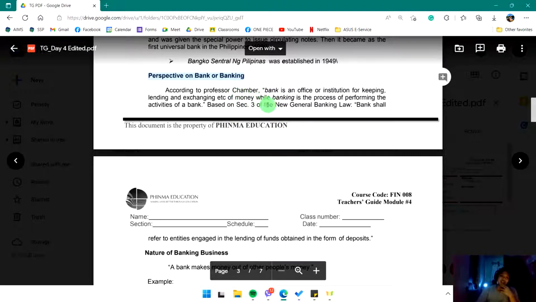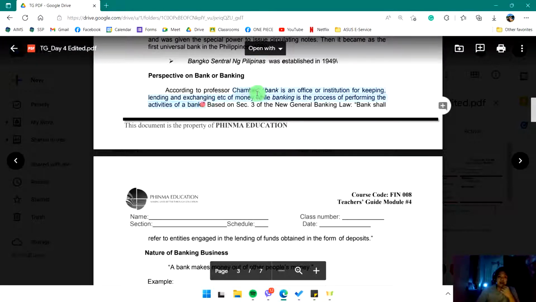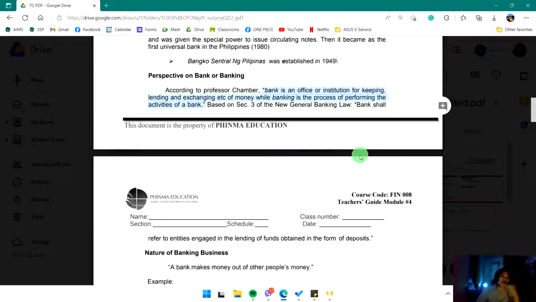According to Professor Chamber, I don't really know who Professor Chamber is. But according to him, a bank is an office or institution for keeping, lending, and exchange of money, while banking is the process of performing the activities of the bank.